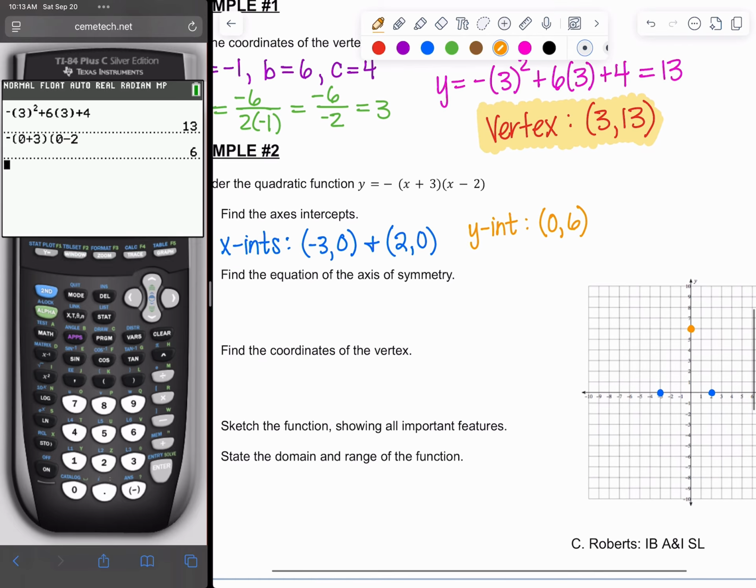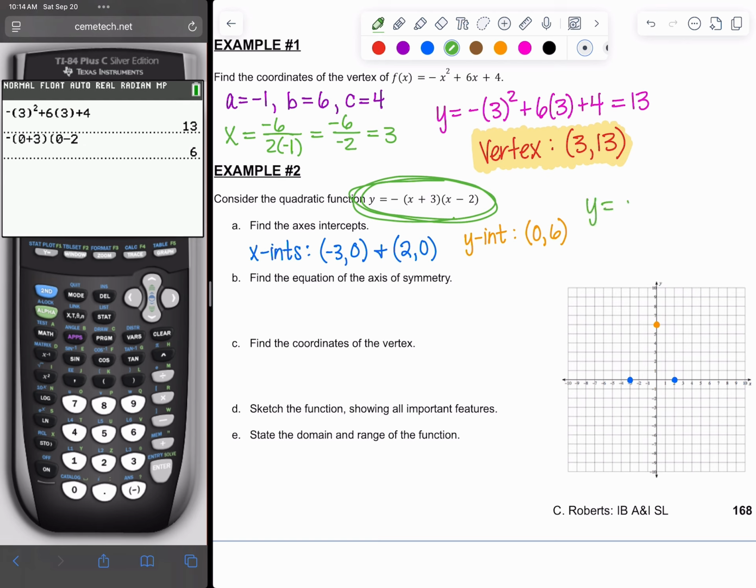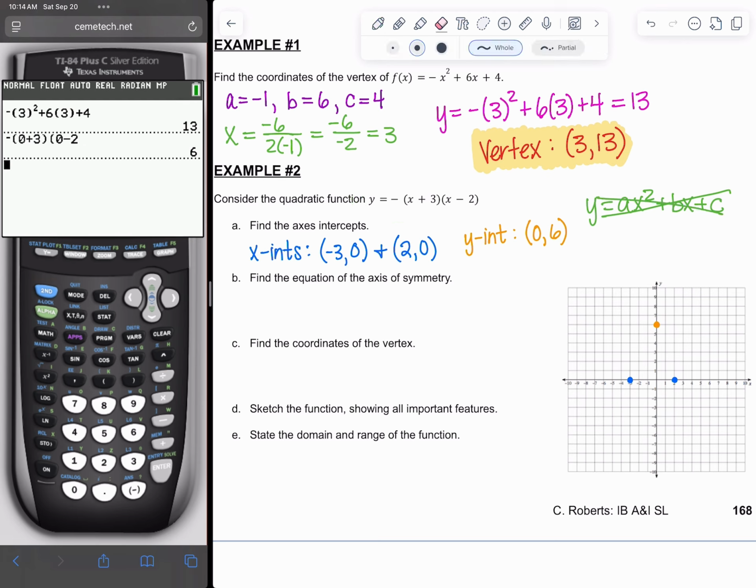Okay, so now let's find the axis of symmetry. So remember, for your axis of symmetry, yes, it is equal to negative b divided by 2a, but the equation is not in standard form. Standard form is y is equal to ax squared plus bx plus c. It is not in standard form. So what we have to do is we can use the x-intercepts because they are across from each other horizontally. So I can use those and I can just find the middle of those two.